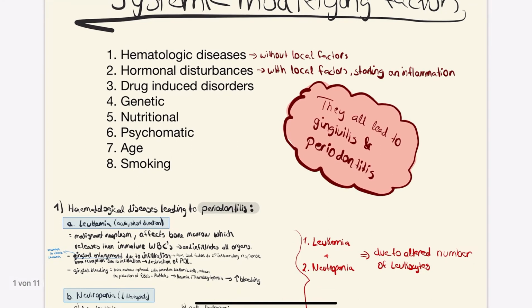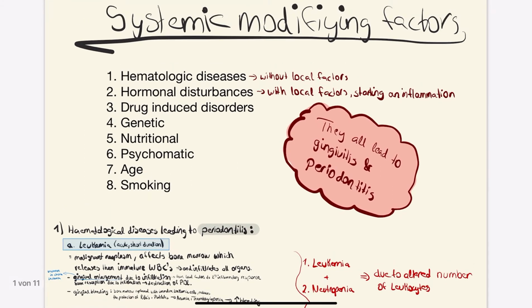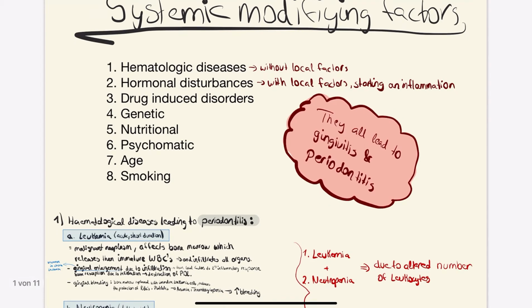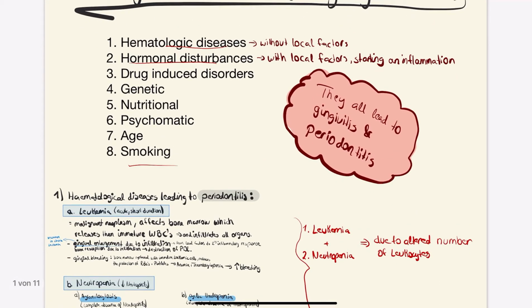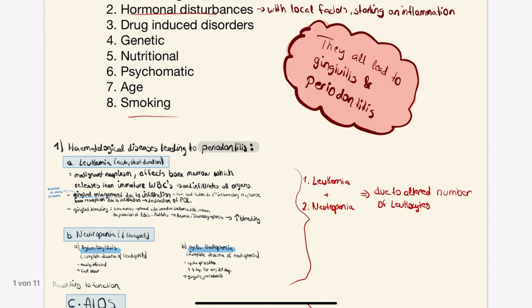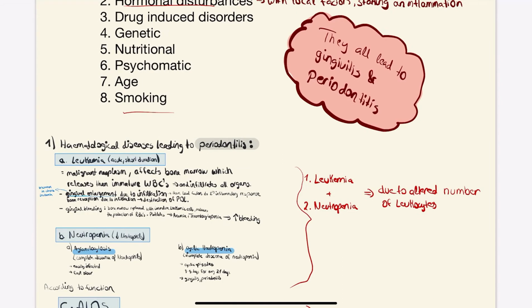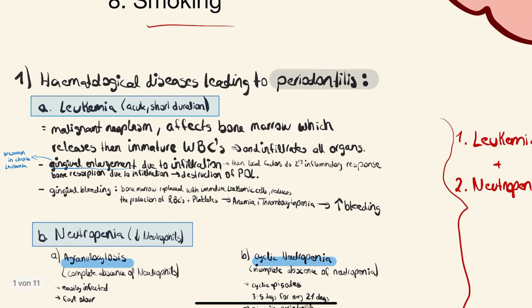We have 8 factors that lead to periodontitis. These are hematological diseases, hormonal disturbances, drug-induced disorders, genetic, nutritional, psychosomatic, age, and smoking. So these all 8 factors lead to gingivitis and periodontitis. Let's start with the hematological diseases leading to periodontitis.